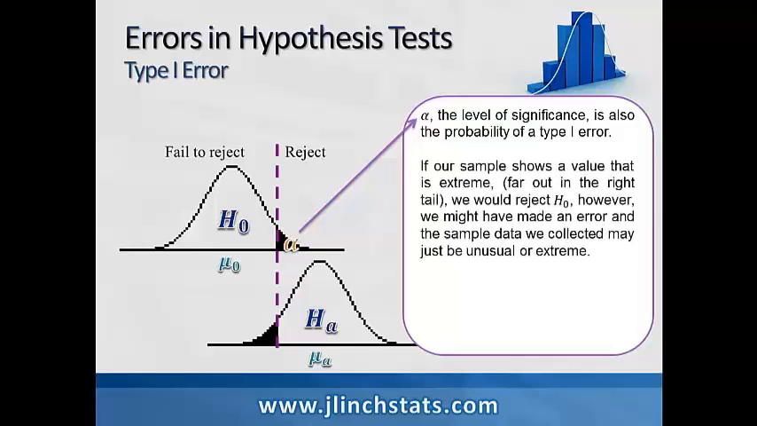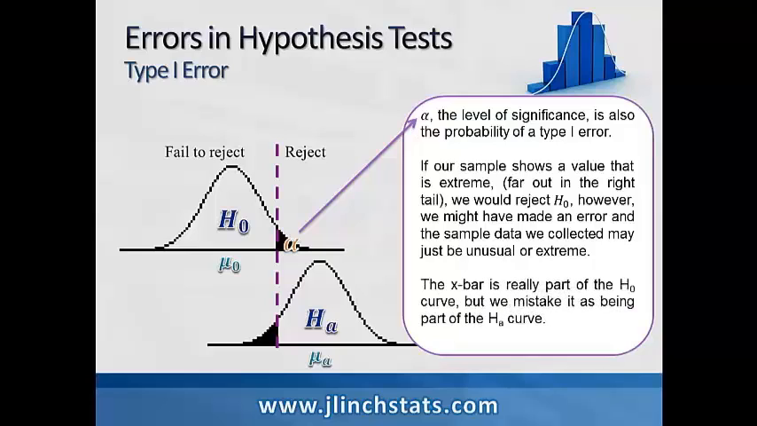Now if our sample shows a value that is extreme, in this case out in the far right tail, we would reject H0. However, we might have made an error and the sample data we collected may just be unusual or extreme. The X bar is really part of the H0 curve, but we mistake it as being part of the HA curve. So the top graph really represents the null hypothesis and what we assume to be true in the null hypothesis. The bottom graph represents HA. In this case, we're looking at a right tail test here, and we're assuming in HA that mu is greater than some specific value that was stated in the null hypothesis.